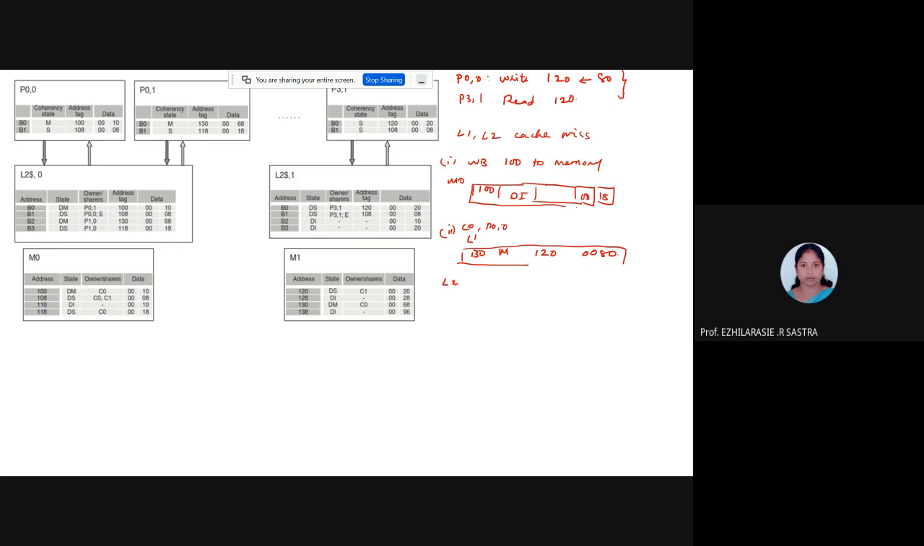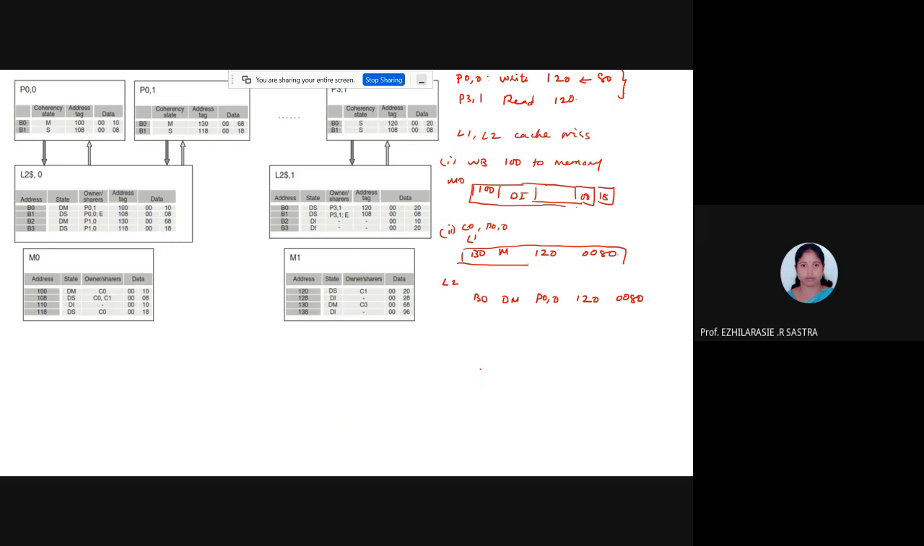And when you take L2, the same thing: B0, the directory is modified. Yes, exclusive write. So P0, 0, 120, and it is going to do this. Now, what else are the changes we have to do?